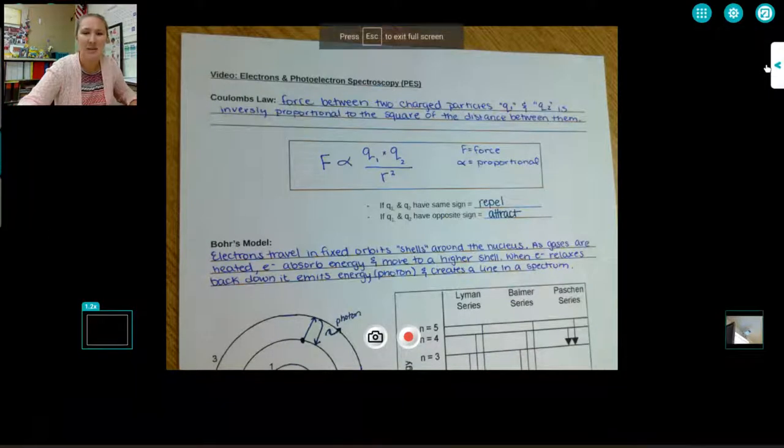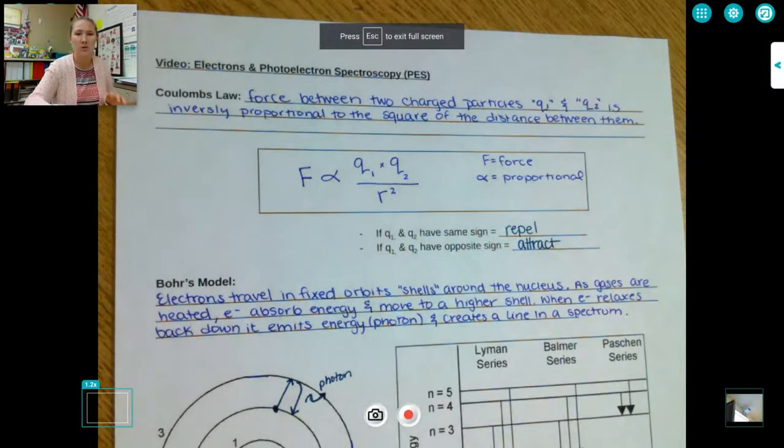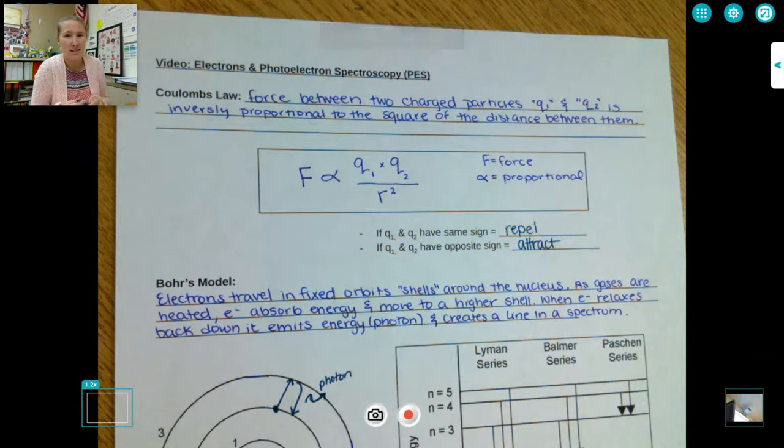Hey AP, this video is on electrons and photoelectron spectroscopy, or PES. So yesterday we talked about mass spectroscopy, where we looked at the different masses of elements or compounds, and we sorted them based on how heavy their nucleus were. And this time we're going to look at where the electrons are, and we're going to get different readouts. It's going to help us determine what element we have based on where its electrons are located.